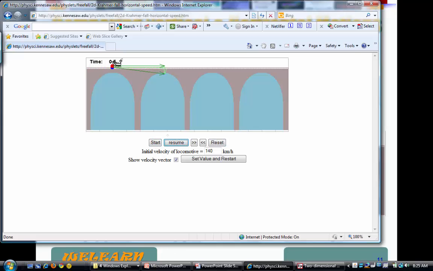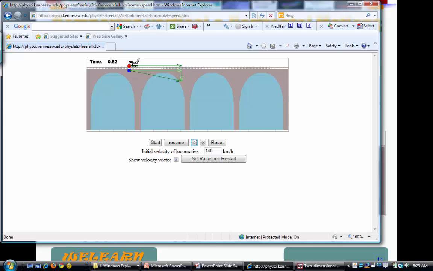Okay, you notice here the red and the blue balls. The red ball is going to continue. I can do slow motion here. The red ball is going to continue along with the train, and you notice the blue ball. This simulation allows us to see the velocity components.